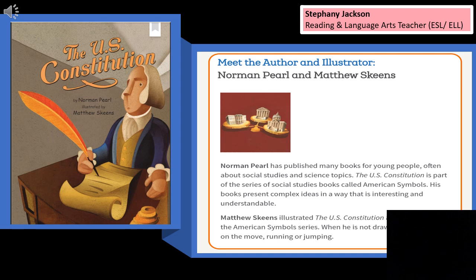Norman Pearl has published many books for young people, often about social studies and science topics. The U.S. Constitution is part of a series of social studies books called American Symbols. His books present complex ideas in a way that is interesting and understandable. Matthew Skeens illustrated the U.S. Constitution and other books in the American Symbols series. When he is not drawing, he likes to be on the move, running or jumping.